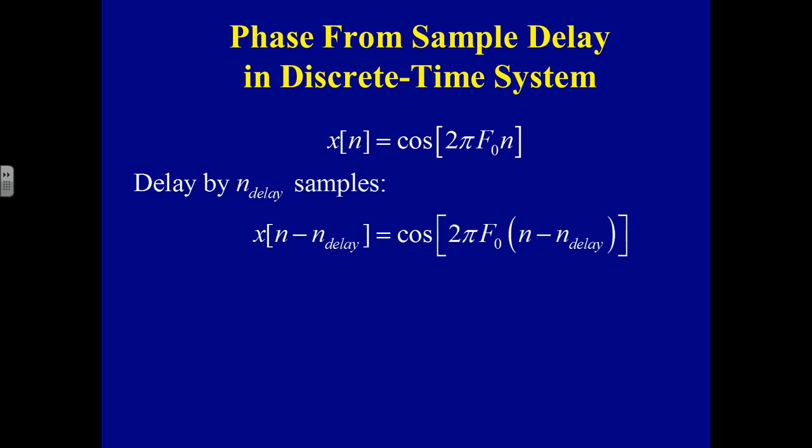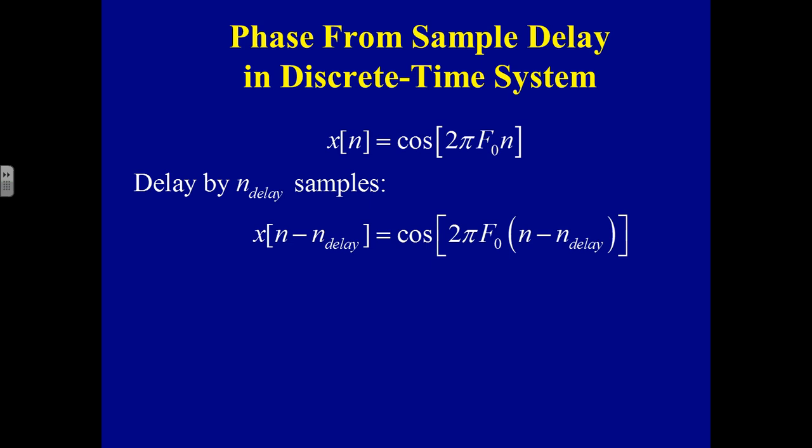Let's look at how phase and time are related in our cosine and sine functions. Here's a generic discrete time cosine signal. It's cosine 2 pi f0 n, where capital F0 is any valid digital frequency. And if we look at what happens if we take that function and delay it by n samples, so we'll introduce an n delay, a number of samples. So instead of x of n, we're now making x of n minus n delay. In terms of our cosine function, we'll just change the index from n to n minus n delay, and look at what that means in terms of phase of our cosine function.